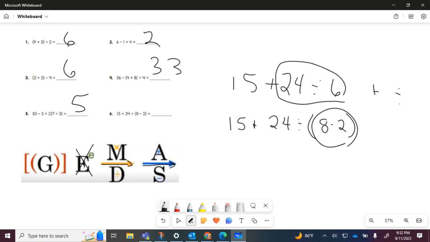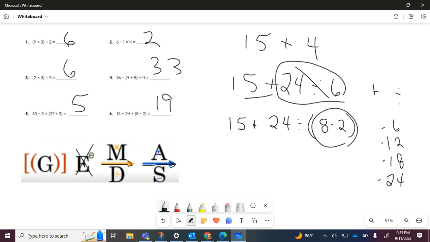24 divided by 6. Again, I'm thinking how many times does 6 go into 24? So I can count: 6, 12, 6 times 3 is 18, 6 times 4 is 24. So that's 4 groups. Then 15, I'm going to cross that out because I used it, and 15 plus, this part that's left over just gets pushed up. 15 plus 4 is 19.